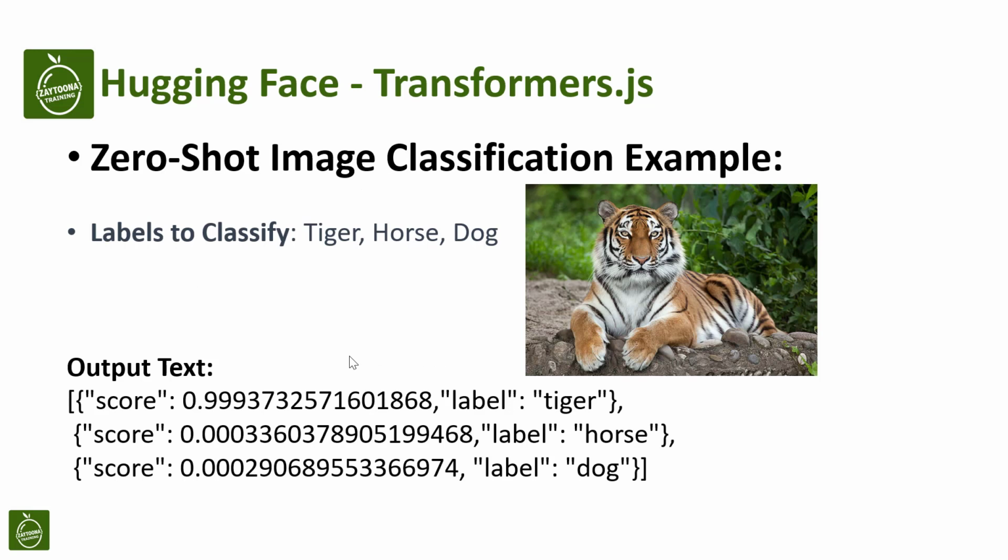Let's see zero-shot in action. Here we have a picture of what looks like a tiger. We have given the system three possible labels: tiger, horse, and dog. Even without being specifically trained on these categories, the system confidently identifies it as a tiger with a high score of almost 100%, while the other options score very low. This showcases the power and accuracy of zero-shot classification.